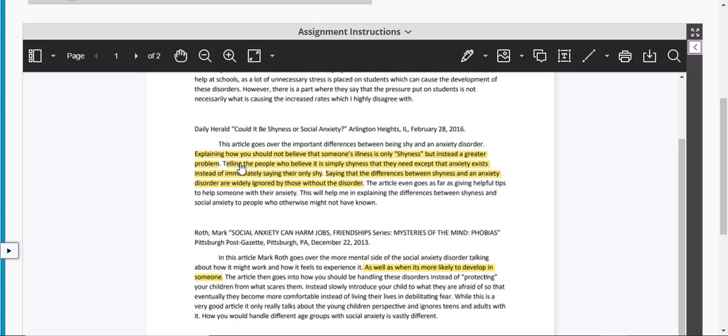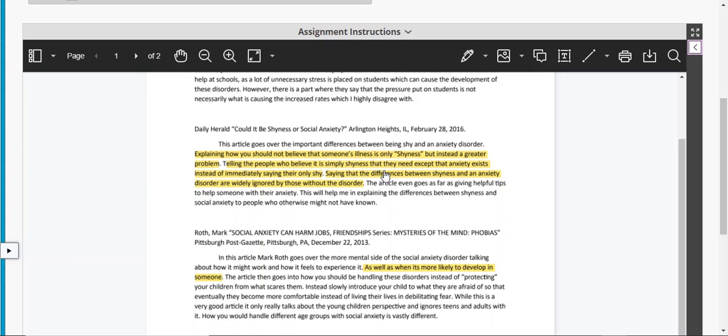Then if we look at the next sentence here, again, we've got the same problem. Telling the people who believe it is simply shyness that they need to accept that anxiety exists instead of immediately saying they're only shy. So again, who's telling? You could say something like, the article goes on to say that. And then here, saying the differences between shyness and an anxiety disorder are widely ignored by those without the disorder.